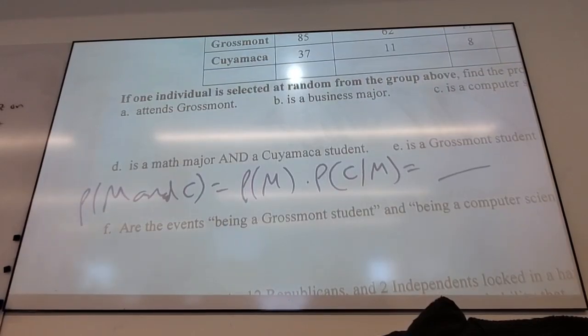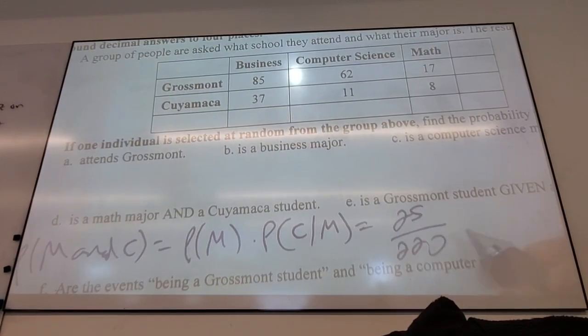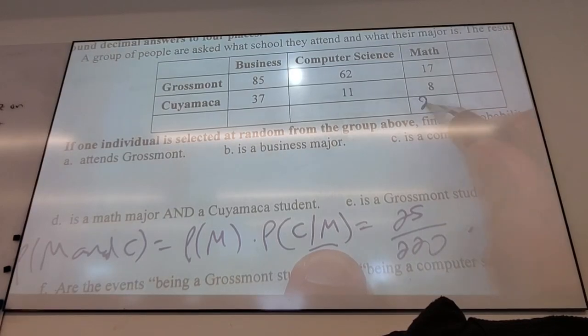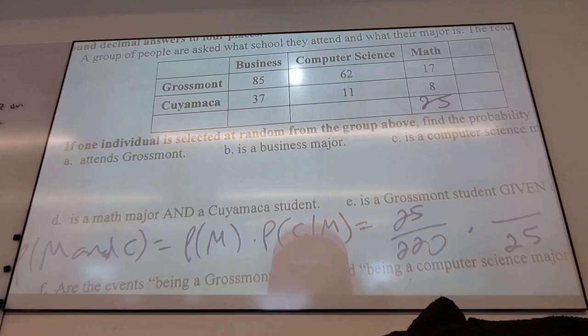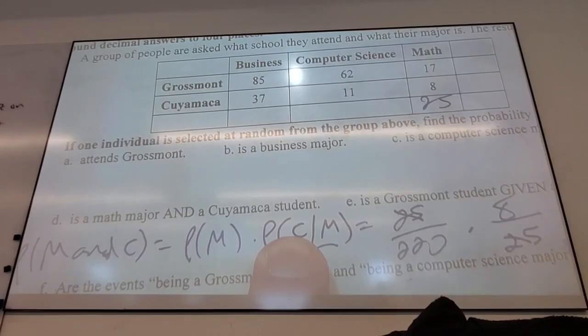What is the probability that I pick a math major? 25 out of 220. Now, what's the probability they're a Cuyamaca student given they're a math major? So what would go on the bottom if I'm given that they're a math major? 25. I could only be talking about 25 students on the second probability, yes? Out of those 25 students, how many are Cuyamaca students? 8. What do the 25s do? Don't I get the same answer? Wasn't it worse this way?